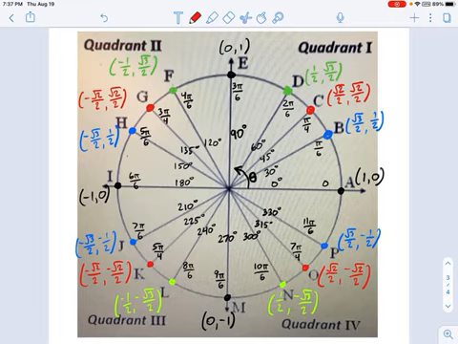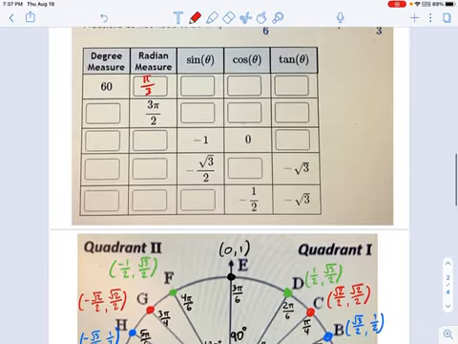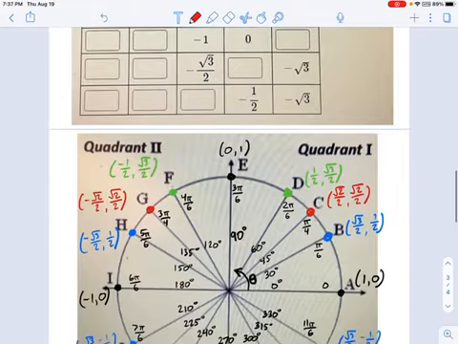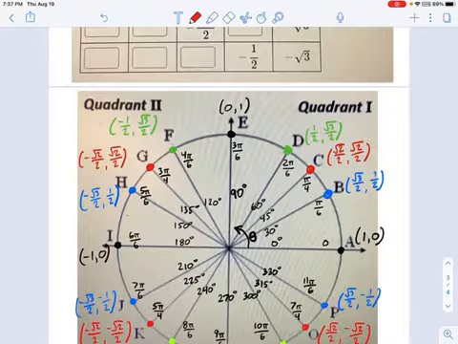So find the angles that you're working with. And then remember, what is the sine of an angle? That's the y-coordinate. And the cosine is the x-coordinate. So here we go. Let's take this first one again. What's the sine of 60 degrees? Well, we come down to 60 degrees.